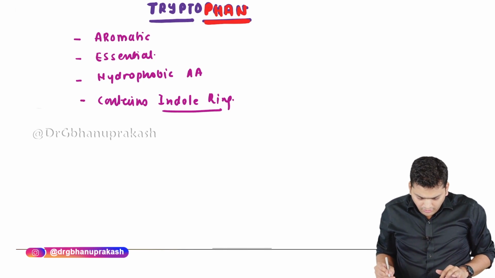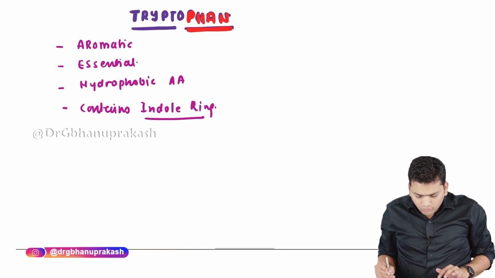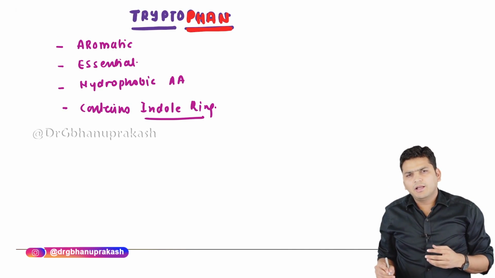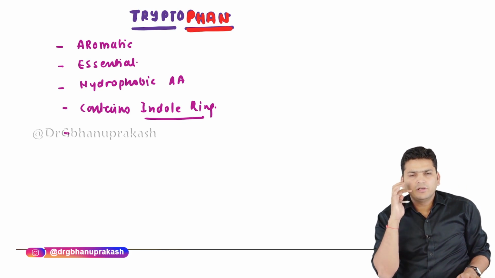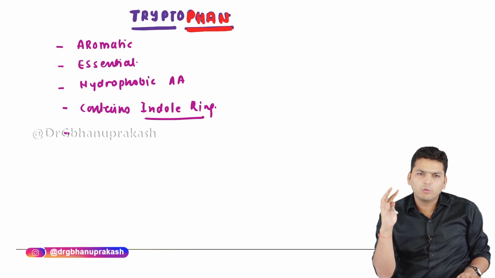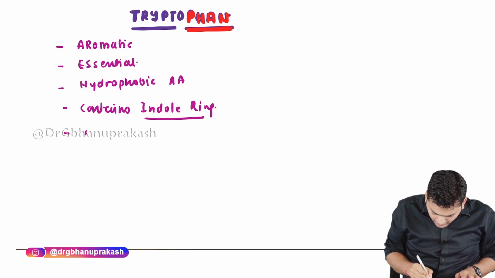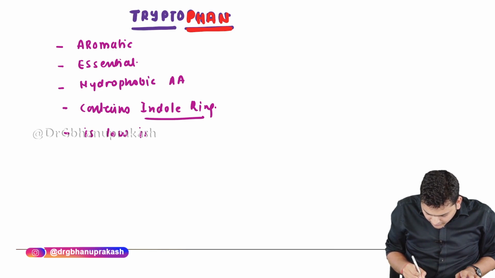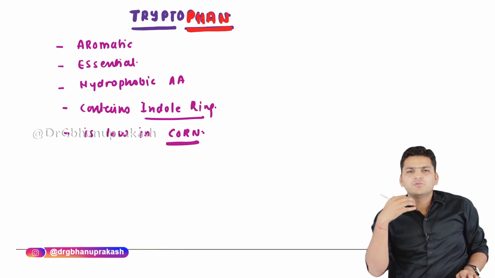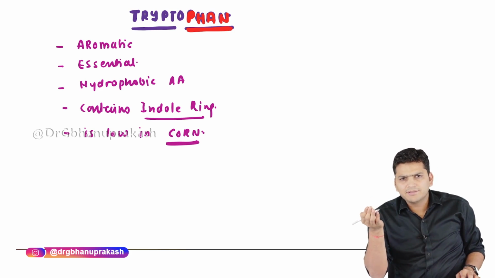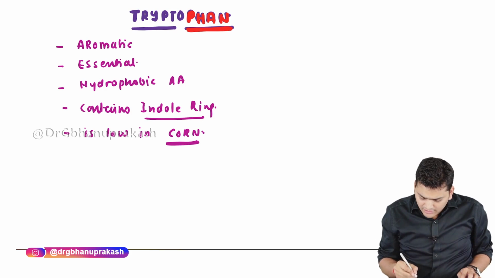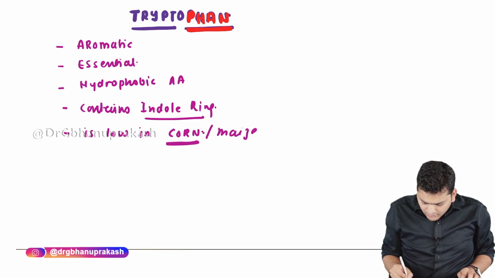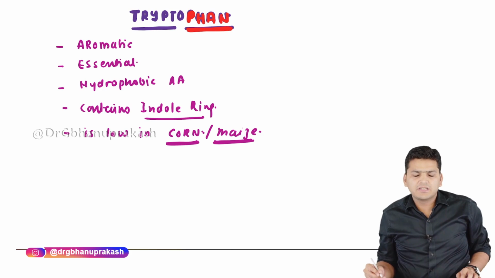Apart from that, I want to add one more point here, and that will help in understanding one disease. Tryptophan is an amino acid that is particularly low in corn. So I am writing: tryptophan is low in corn. Those who take corn, or maize, as their staple diet, there are chances that tryptophan deficiency may occur.